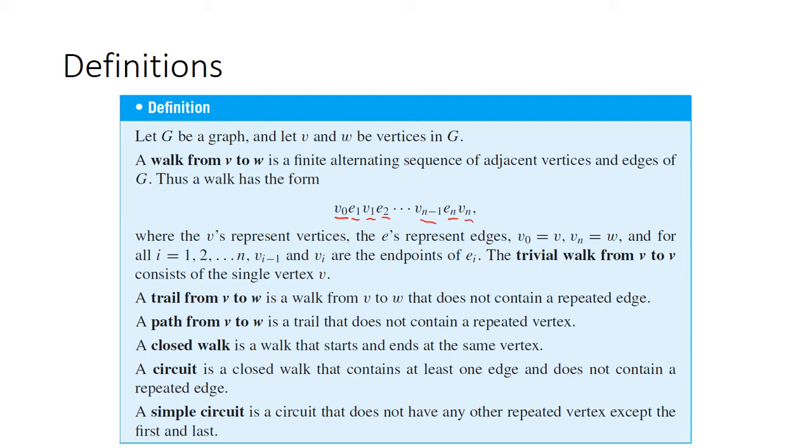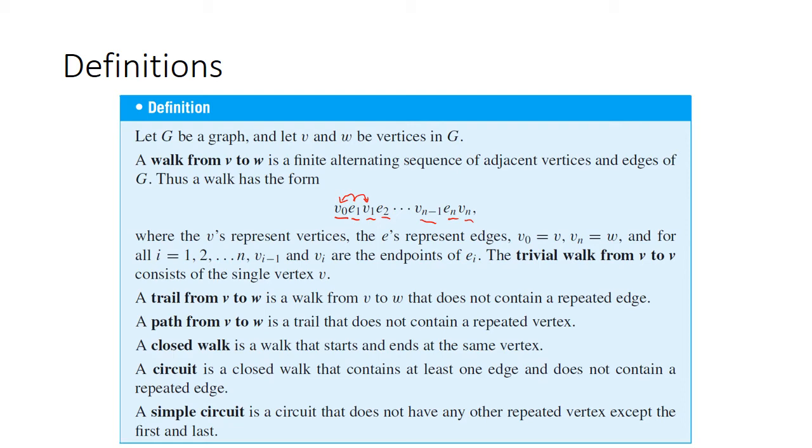Okay, and then each of those edges there has its endpoints, like the endpoints of E1, for example, are V0 and V1. I mean, obviously you can't go from V0 to V1 via E1 unless E1 is the edge that connects V0 and V1. And then we can also have a trivial walk from V to itself, which is basically just standing still. So that would be a trivial walk because it doesn't involve any walking.